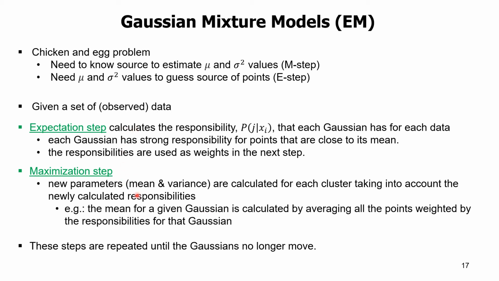So these two steps are repeated until the Gaussians no longer move, until there is no change in the values of the parameters. Okay, so that's the abstract description of the EM algorithm.